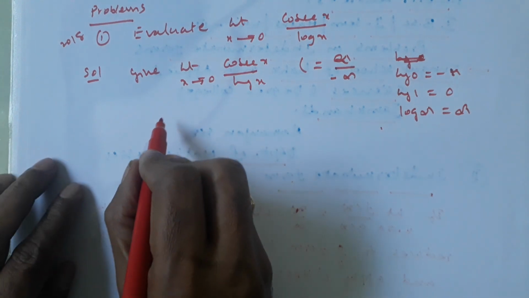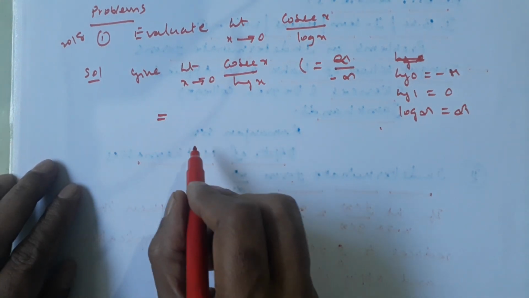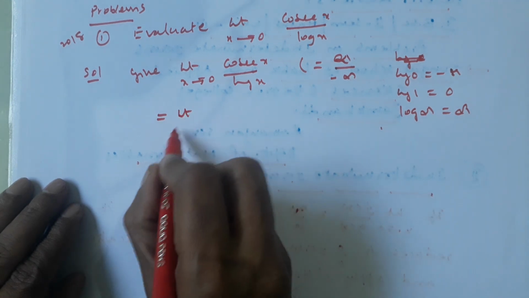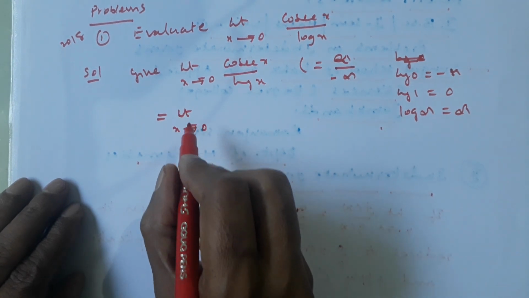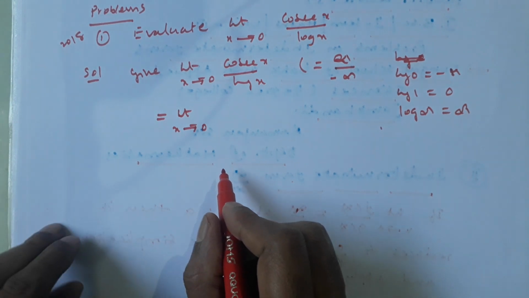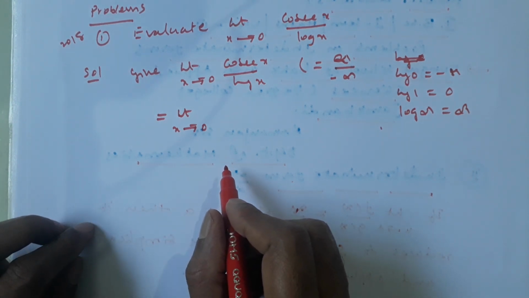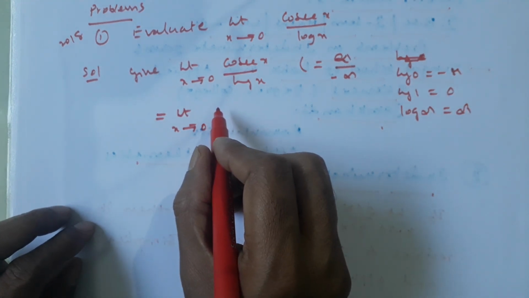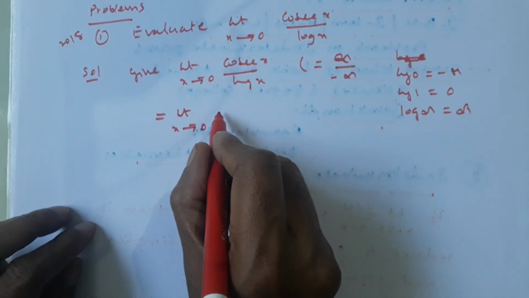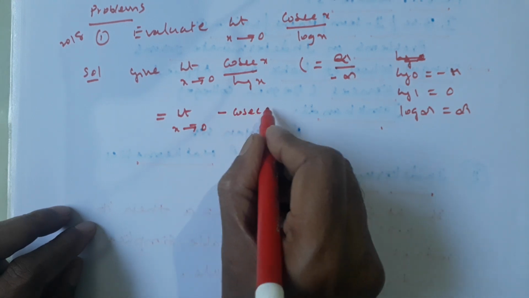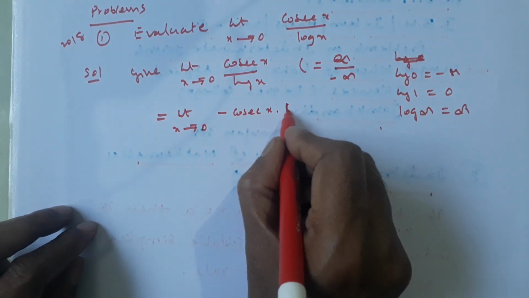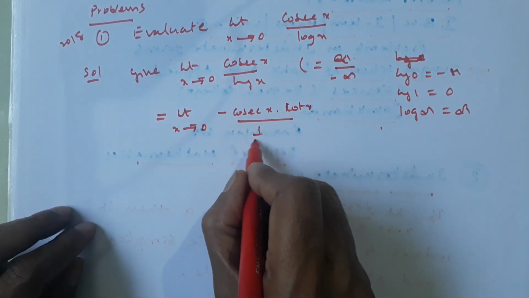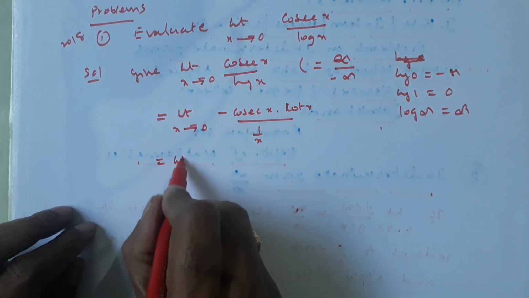This is equal to limit x tends to 0. Now I can apply the L'Hospital rule. Cosecant x differentiation is minus cosecant x cot x, whole divided by 1 by x.